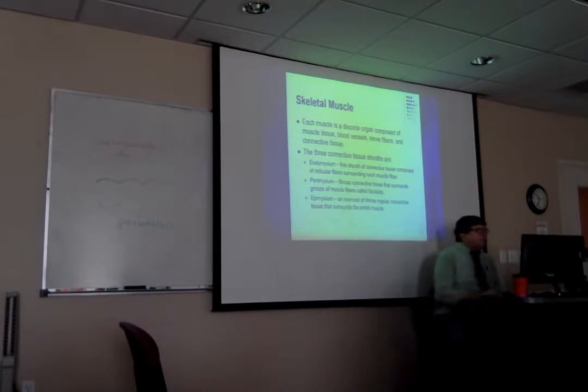Now, each muscle, and here we're talking about like the biceps muscle, or the triceps, or the quadriceps, is a discrete organ. Remember that organs are formed of tissues. So it's composed of muscle tissue, but it's got to have more than that. It's going to contain nervous tissue, nerve fibers to provide innervation to that muscle, to trigger contraction. It's going to have connective tissue. Of course, you're going to find blood vessels because it needs nutrients and oxygen. Now, within muscle, there are three types of connective tissue sheaths. And these are called the endomysium, the perimysium, and the epimysium.